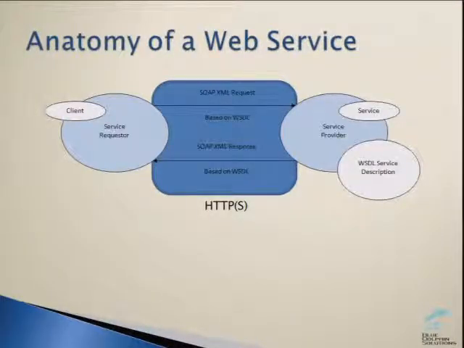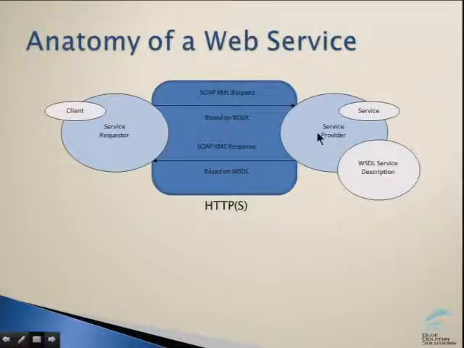So let's talk about the anatomy of a web service. Typically, you'll have a service requester and a service provider. That's these two blue ovals. And the service requester is going to be running some sort of client software. In some cases, it might be as simple as an internet browser: Internet Explorer, Safari, Opera, Mozilla, any of those. Or it could be a customized client.